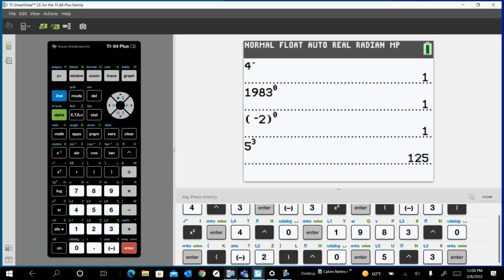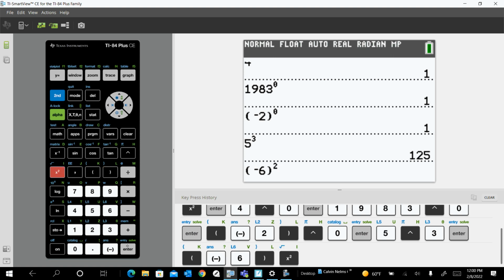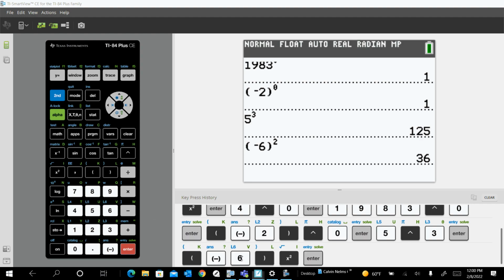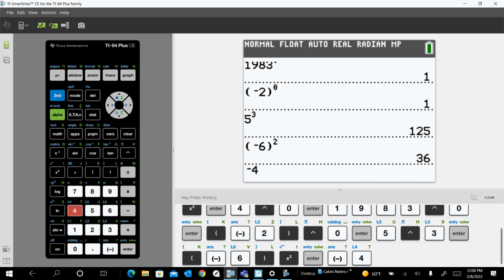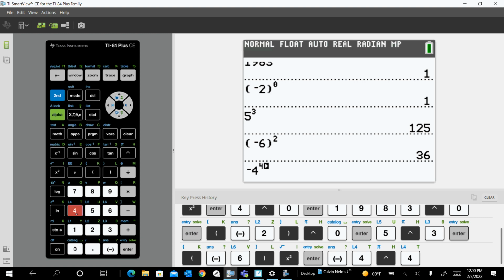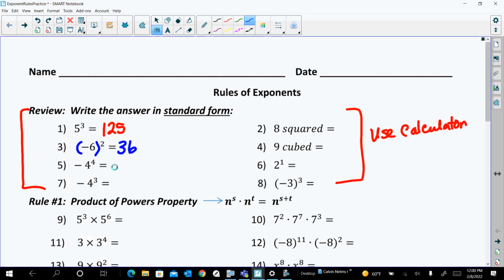If you need help, you need to raise your hand. So parentheses -6, we are raising it to the 2nd power. Positive 36 is what we should have. No parentheses, so we just have to type in the integer -4, and we're going to raise it to the 4th power, like such. We should get -256. So all I'm checking is that you are proficient in using the calculator to get your numerical answer.